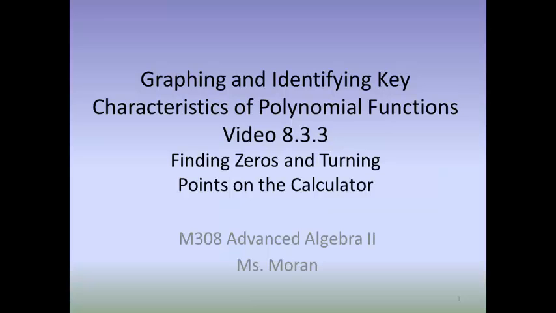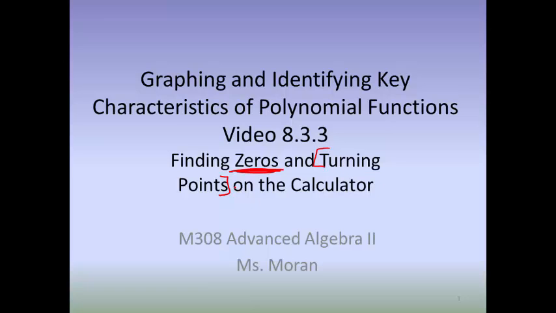So we're going to use our graphing calculators this time. So make sure that you have your graphing calculator ready to go with you because I'm going to give you some different buttons to press. So not only are we going to talk about finding the zeros using our graphing calculator, we're also going to be talking about something called turning points. And that's a new concept.